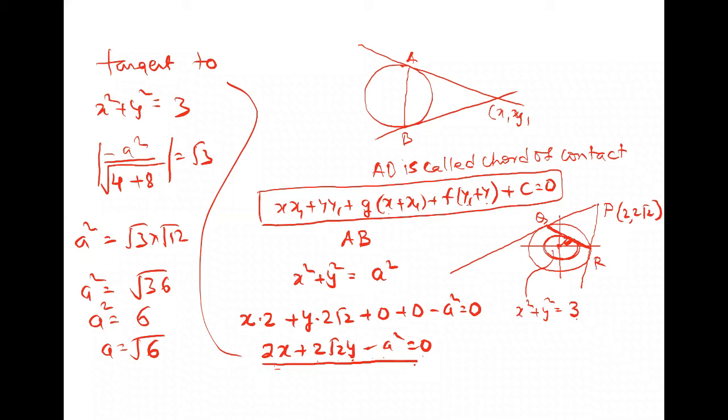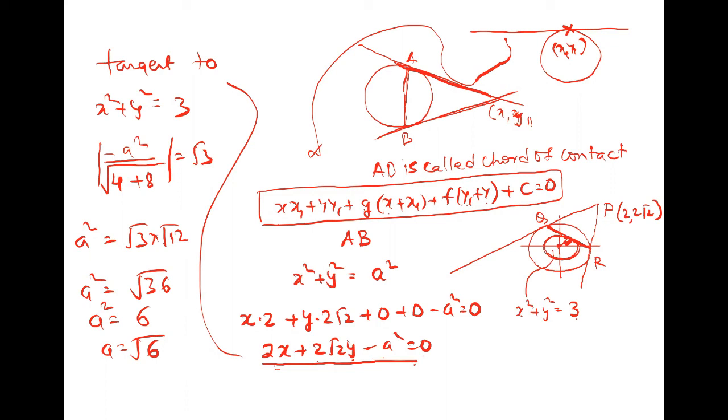Chord of contact is entirely different from the tangent equation. Chord of contact means if two tangents are drawn, and those tangents touch the circle at A and B, then AB is called the chord of contact. Here (x1, y1) is outside. In the tangent equation, (x1, y1) is on the circle. The forms of the lines are the same, but here (x1, y1) is outside. Clear? Any doubt?